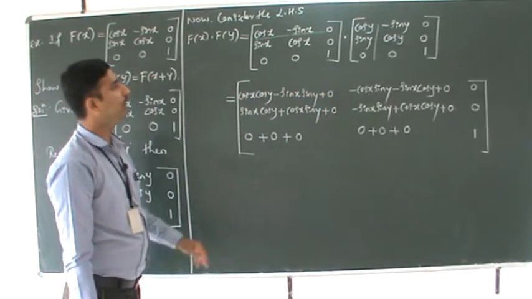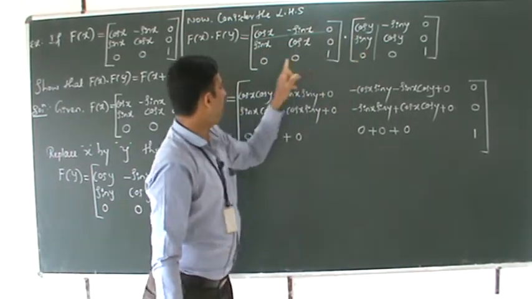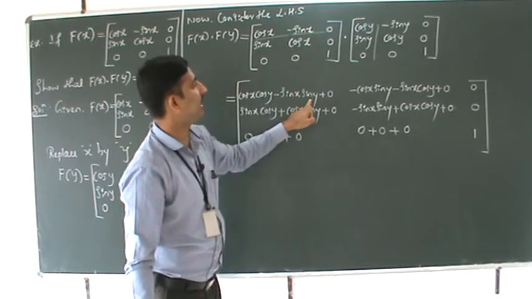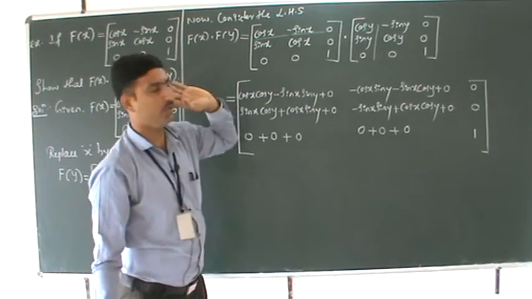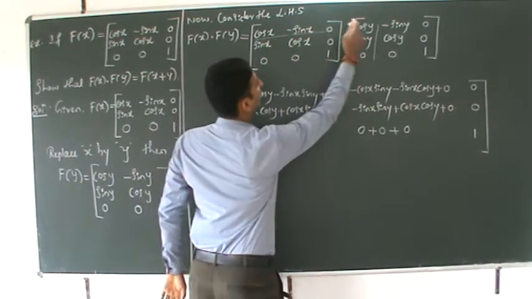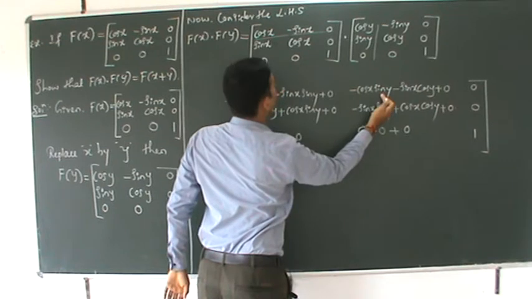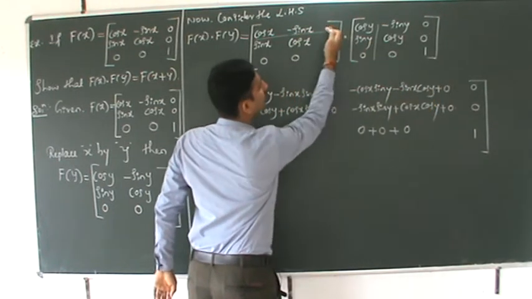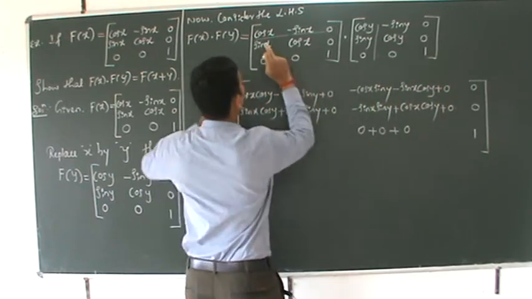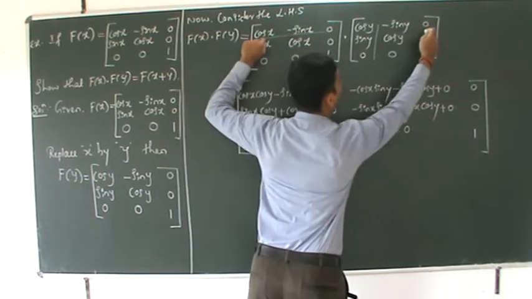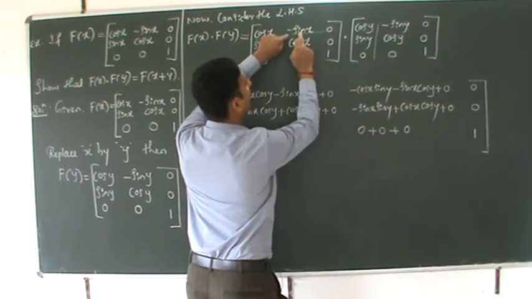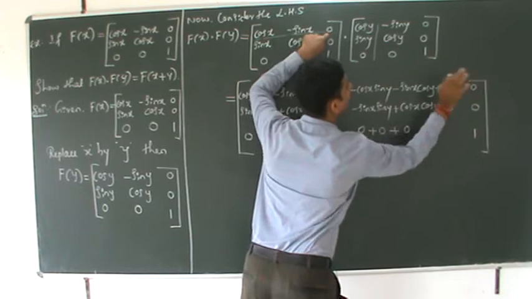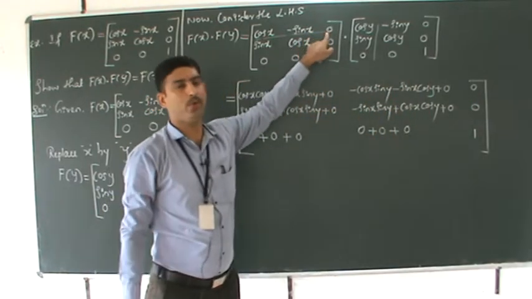Correct? Just to observe: cos x cos y minus sin x sin y, minus sin x sin y, 0 into 0. After that, cos x times minus sin y is minus cos x sin y, minus sin x cos y, 0 into 0, 0. After that, cos x into 0, 0, minus sin x into 0, 0, 1 into 0, it is 0. You write it as simply 0.